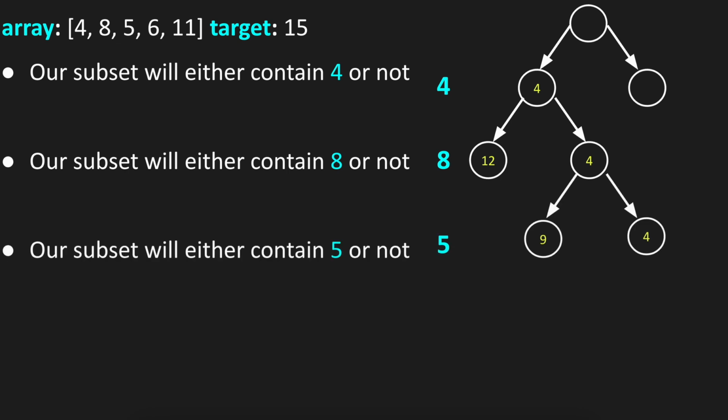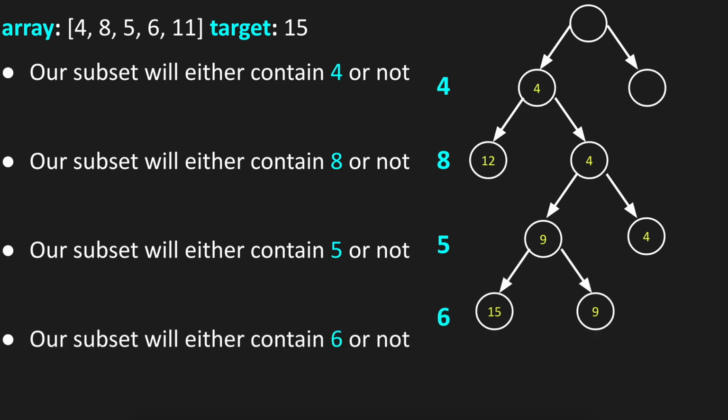The next one is we are taking another element, which is 5. Again, for each case we are recursively calling two cases: either we are including that element or we are not including it. So the next element is 5, and either we include 5 in our subset or we exclude it. For example, in this case 4 plus 5 gives us 9, and on the right, excluding it, it's just 4. And the last one is 6, right?